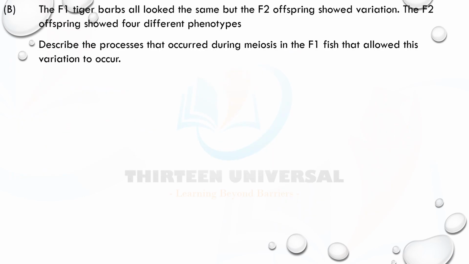Right, guys. The F1 tiger barbs all look the same, but the F2 offspring showed variation. The F2 offspring showed four different phenotypes. Describe the processes that occurred during meiosis in the F1 fish that allowed this variation to occur. Meiosis creates genetic variation. Do you remember at what stages of meiosis this occurs? Pause the video and try to answer this question.